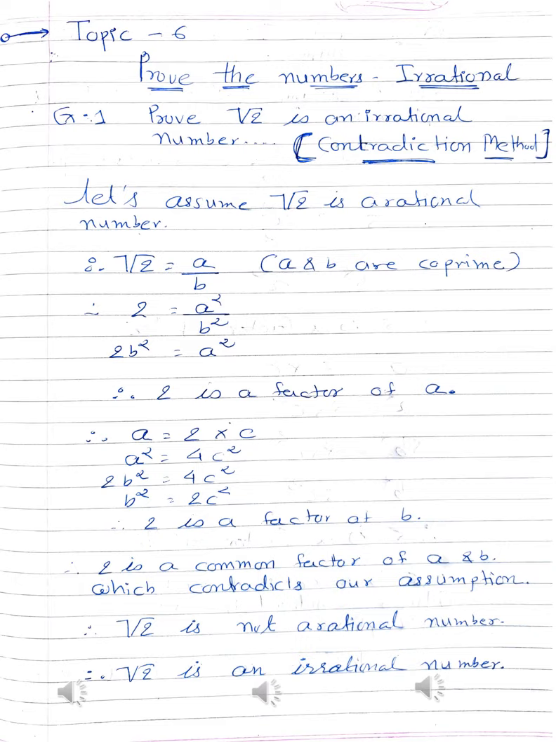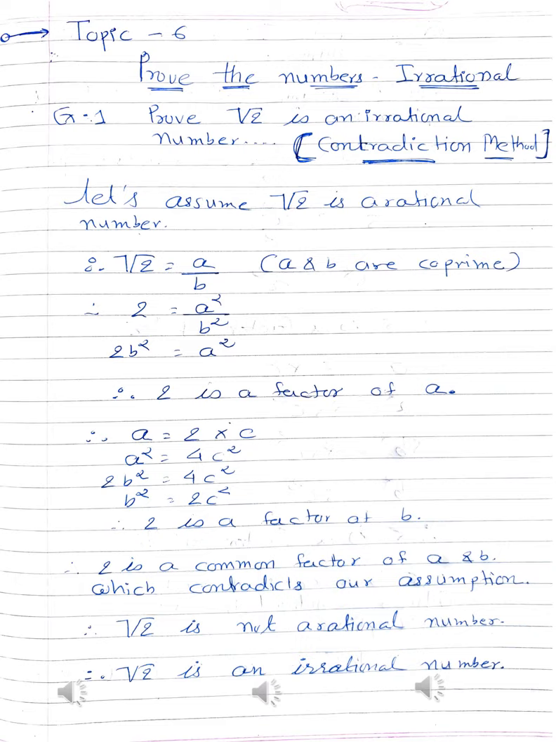The method we are going to use here is known as the contradiction method, in which first of all we are going to assume that the given number is rational. Then we will prove that our assumption was absolutely wrong. It means the number is not a rational one, but it's an irrational number.